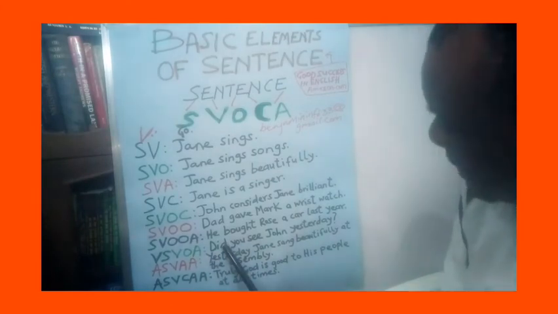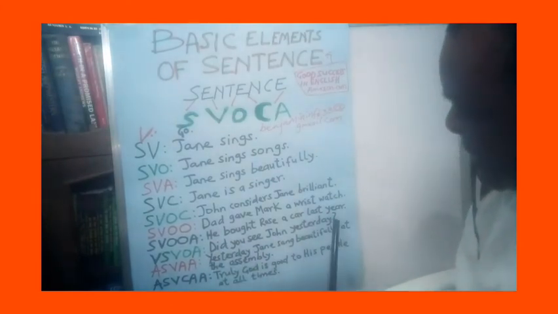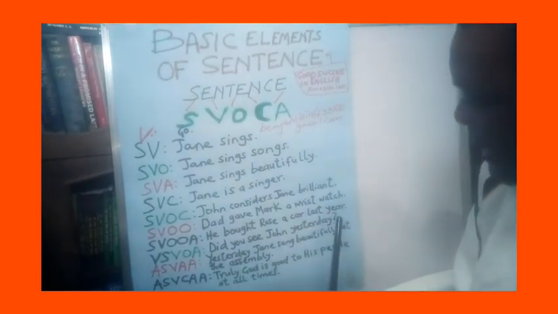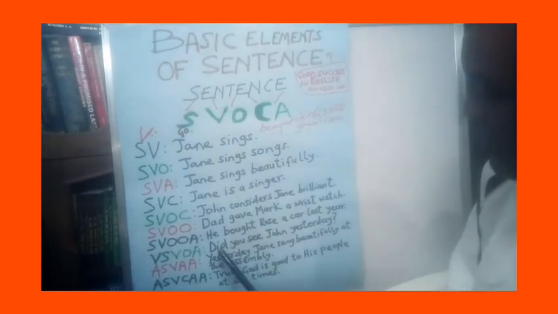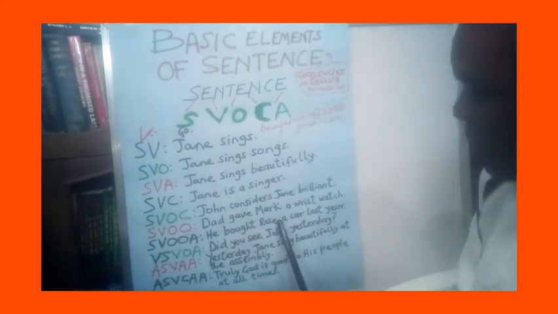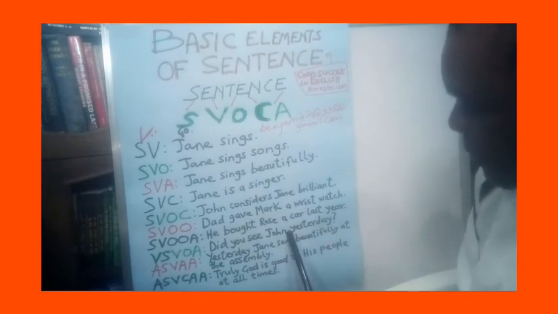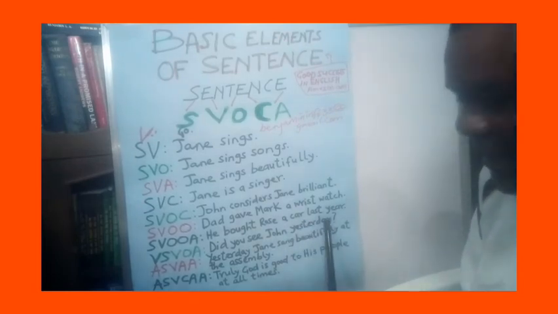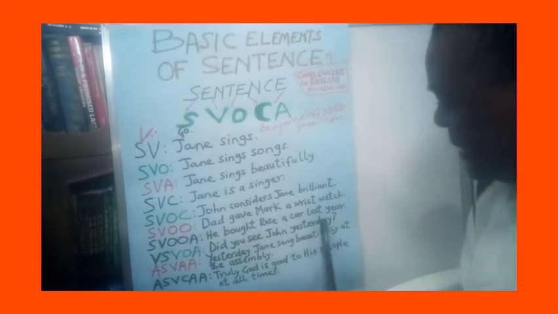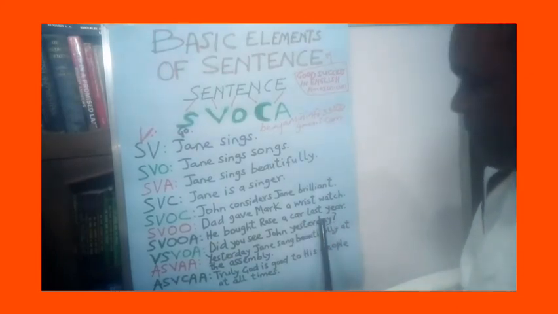So the example here is, did you see John yesterday? Now again, when we look at this, if we say did you see John and we put a question mark, then someone will ask when, and the answer is yesterday. So this again is the adjunct of time.